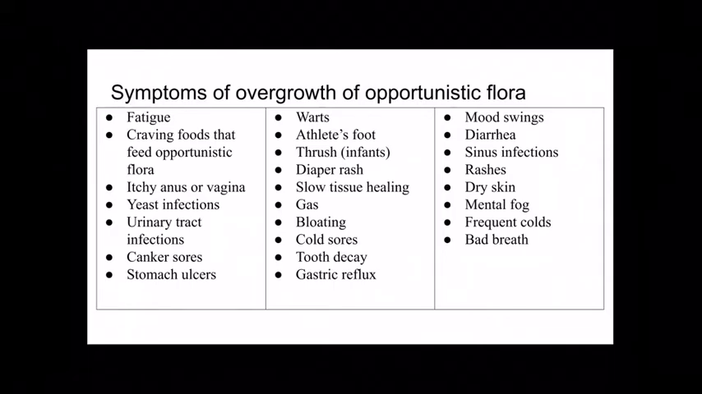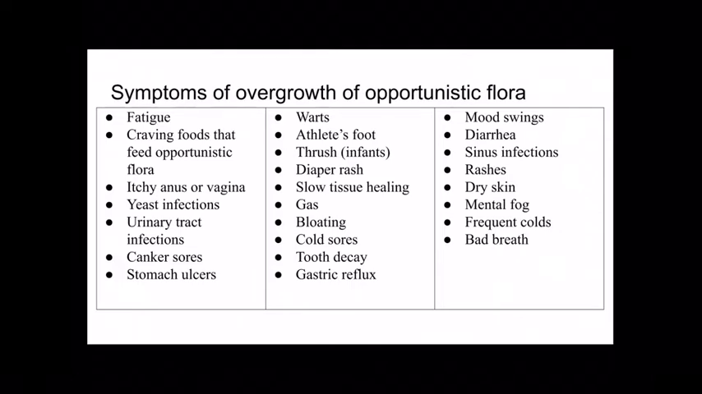Certainly there are some things on this list like itchy anus or vagina and yeast infections. Those things are a little more obvious. There's not enough beneficial flora in those tissues to keep the opportunistic flora from growing. Candida, for instance, is an opportunistic flora that will take hold and start to grow in those tissues and cause itchiness and irritation if there's not enough beneficial flora.